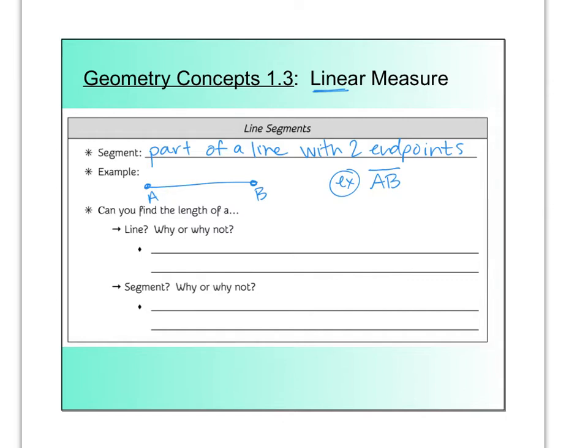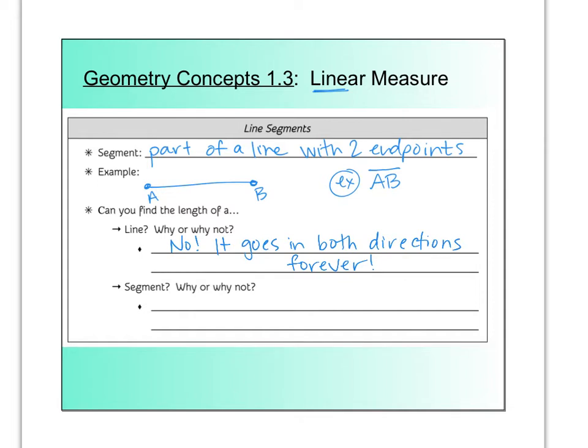Next question. Can you find the length of a line? Think about that for a second. If you're thinking lines go on forever, how would you ever be able to measure that? You're correct. The answer is no. You cannot measure the length of a line. It goes in both directions forever. Any Sandlot fans maybe catch that reference?